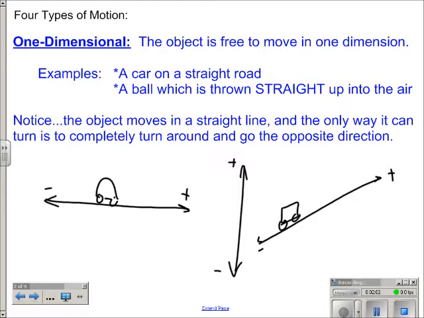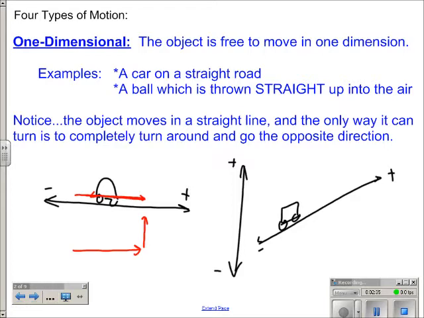So examples of one-dimensional motion would include, as I just mentioned, a car driving on a straight road, or a ball that's thrown straight up into the air. Notice, if an object is moving on a straight line, the only way it can turn is to completely turn around and go the opposite way, right? This car here, if it's driving this way and it's limited to one-dimensional motion, the only way it can turn is to go back, okay? As soon as the car is driving this way and then turns that way, it's no longer one-dimensional motion because now you've got 2 dimensions, okay?